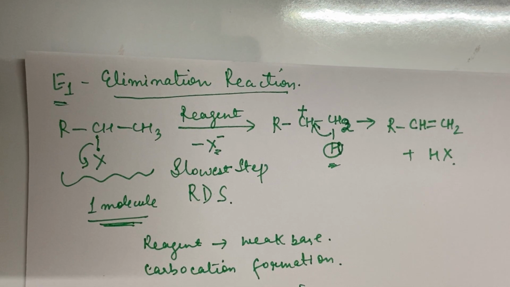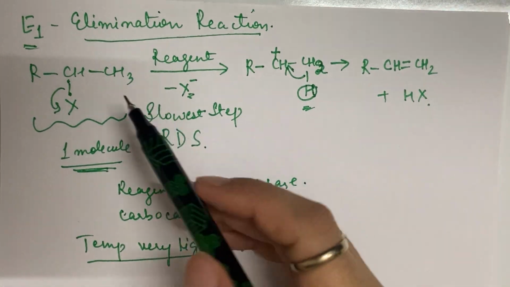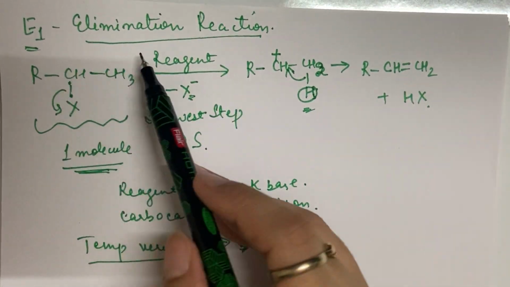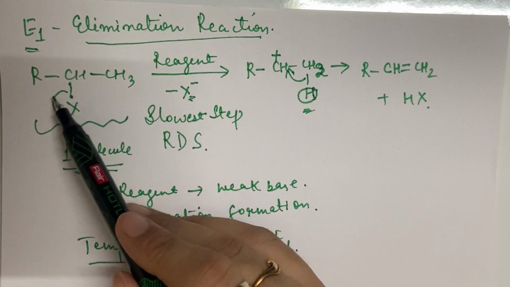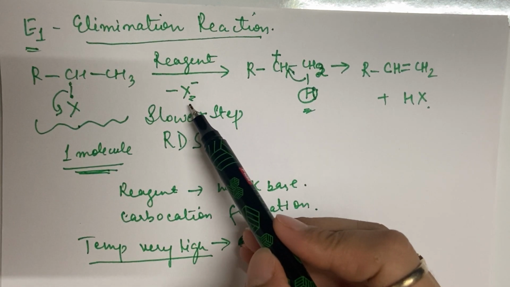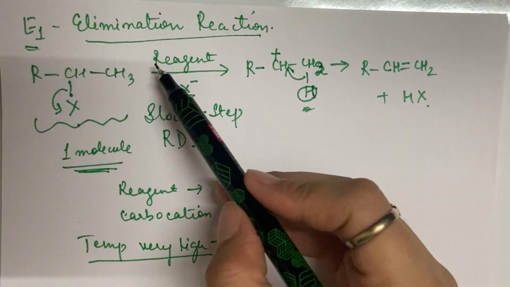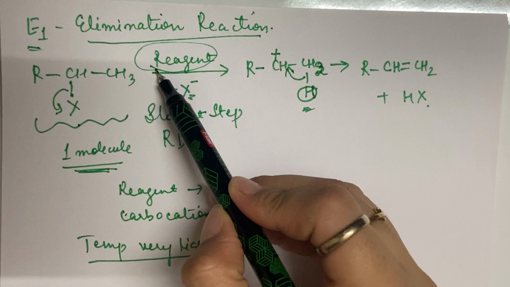Yes, class. So we are starting with the E1 elimination reaction. In this reaction, as I have told you, first there will be removal of halogen. So halogen is removing from here, and this is the slowest step. This will be removed obviously in the presence of some reagent.